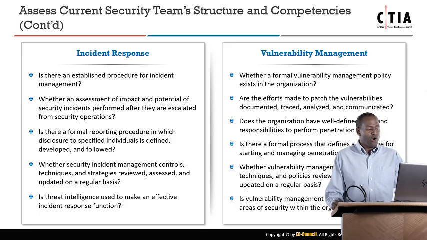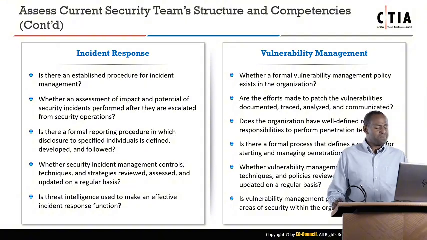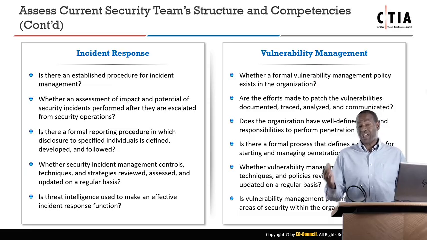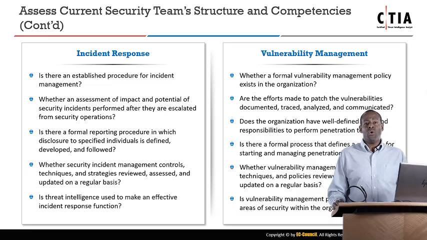Is there a formal reporting procedure in which disclosure to a specified individual is defined, developed, and followed? So we're just looking for a procedure that tells us who we should disclose this incident to. In other words, we want to get this data up the chain. To whom should it be? Like stakeholders, for instance, or the IT cybersecurity or the IT community. Sometimes the incident eventually needs to be disclosed to the entire company.